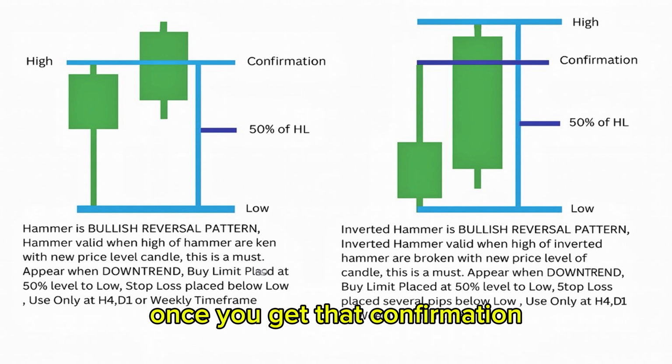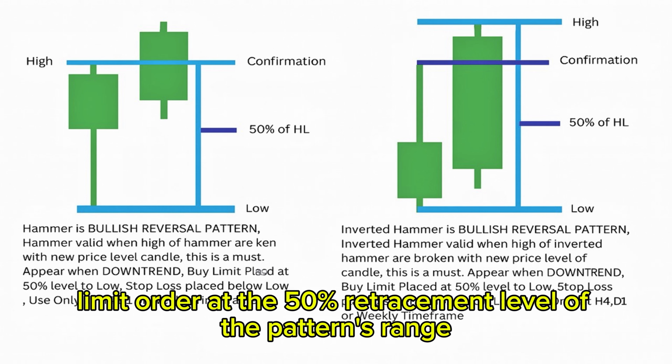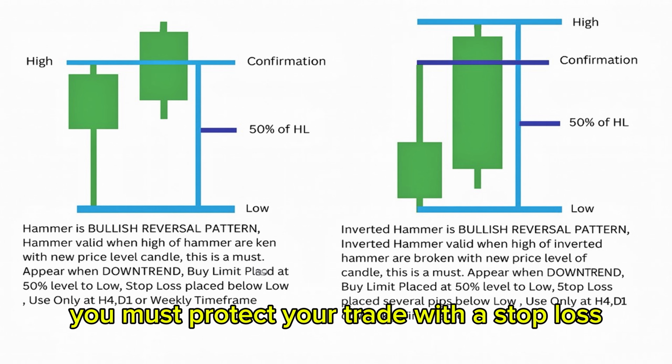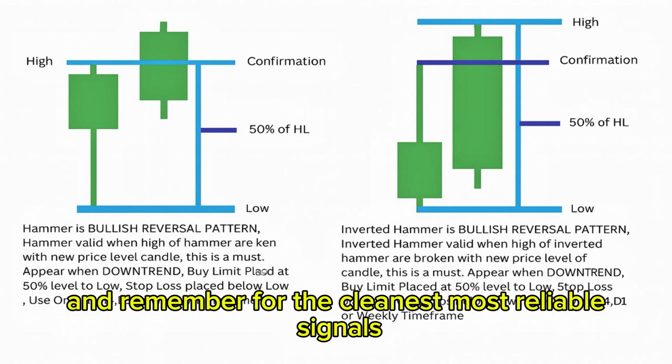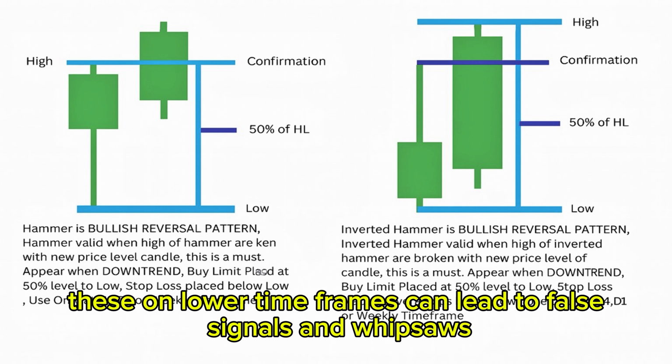Once you get that confirmation, your trade strategy is straightforward. You can place a buy limit order at the 50% retracement level of the pattern's range, aiming to catch a slight pullback for a better entry price. Crucially, you must protect your trade with a stop loss placed below the low of the hammer or inverted hammer. And remember, for the cleanest, most reliable signals, stick to the higher time frames, H4, D1, or weekly charts. Using these on lower time frames can lead to false signals and whipsaws.